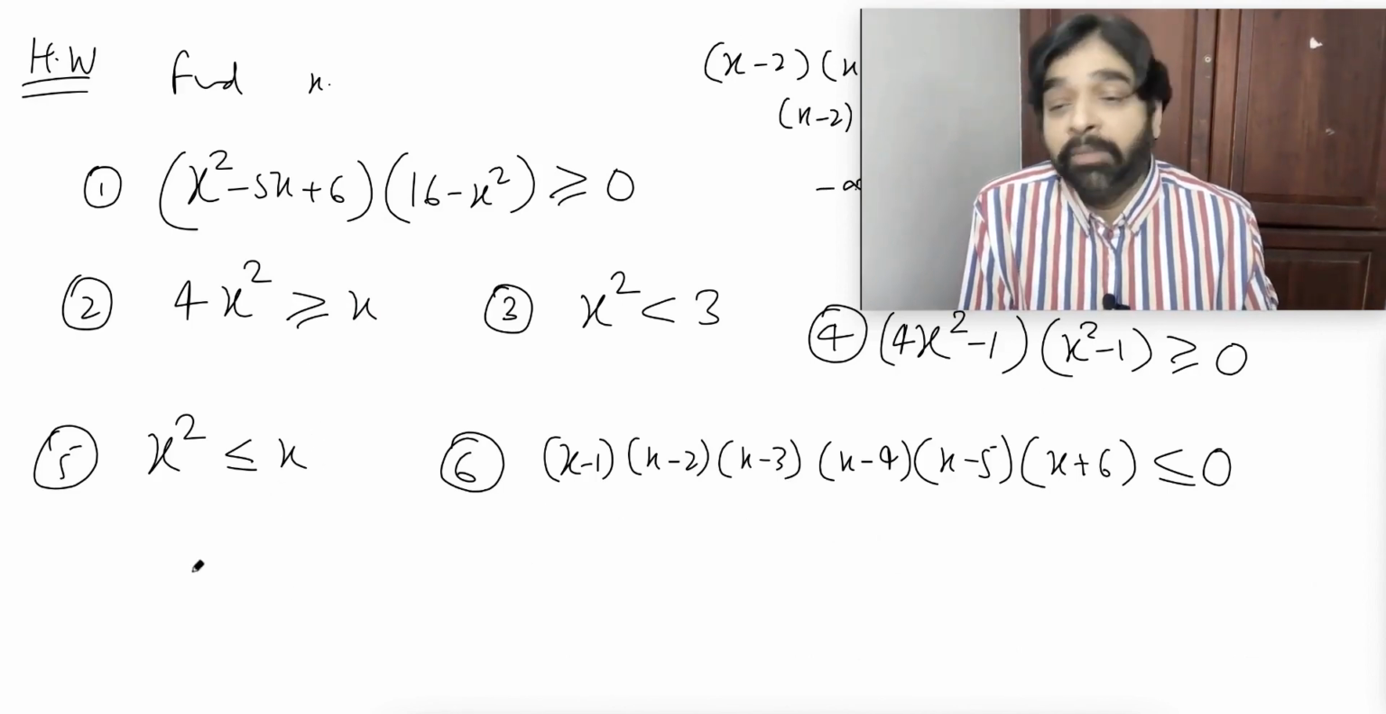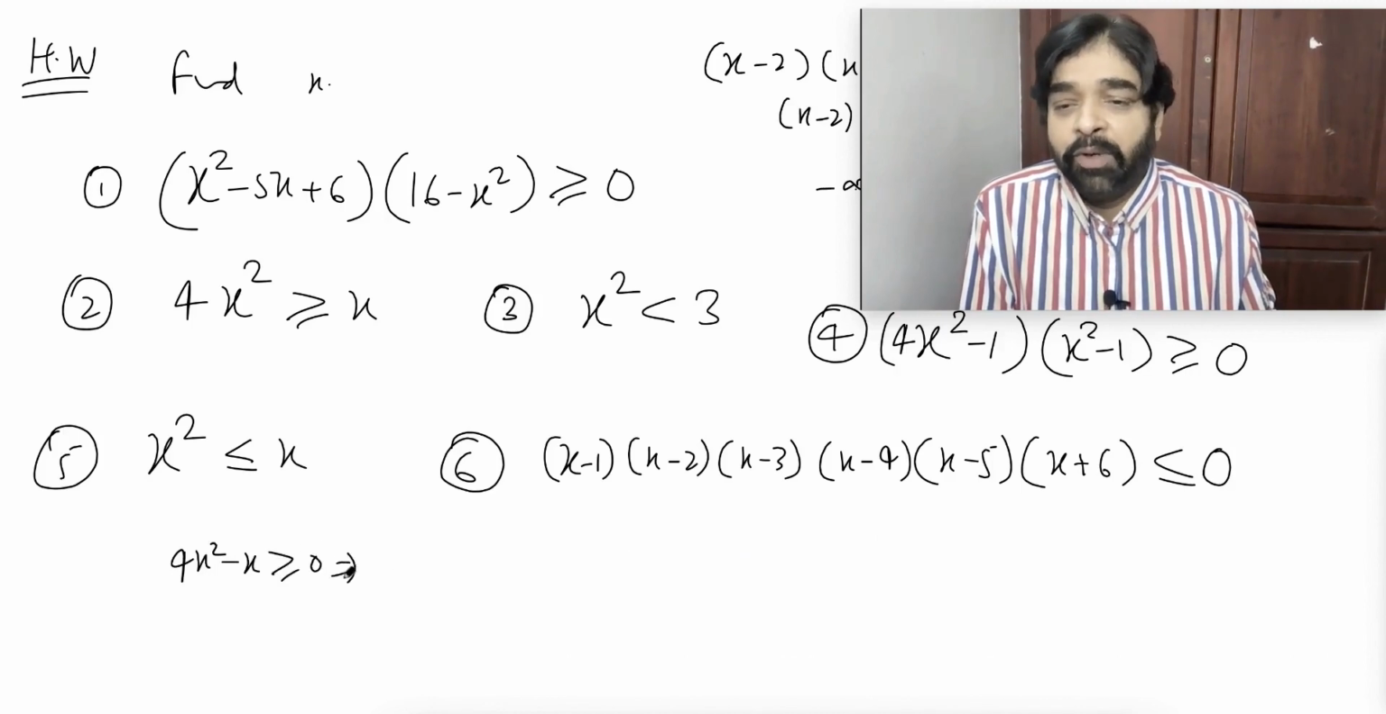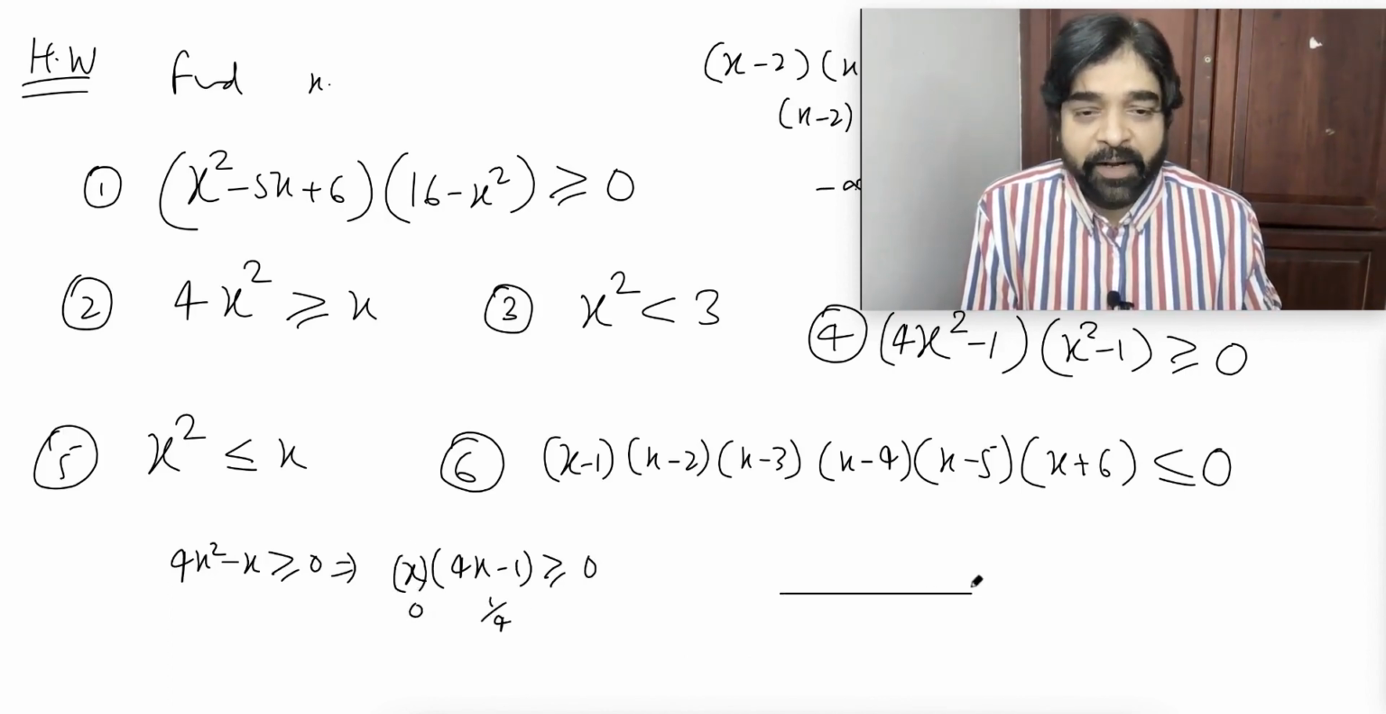So, how to solve? Make it a polynomial inequality. I will say 4x square minus x greater than or equal to 0. So x common, x(4x - 1) greater than or equal to 0. So the critical points are 0 and 1 by 4, because the coefficient of x is already positive. So 0, 1 by 4 here. Positive, negative, positive. We want positive.